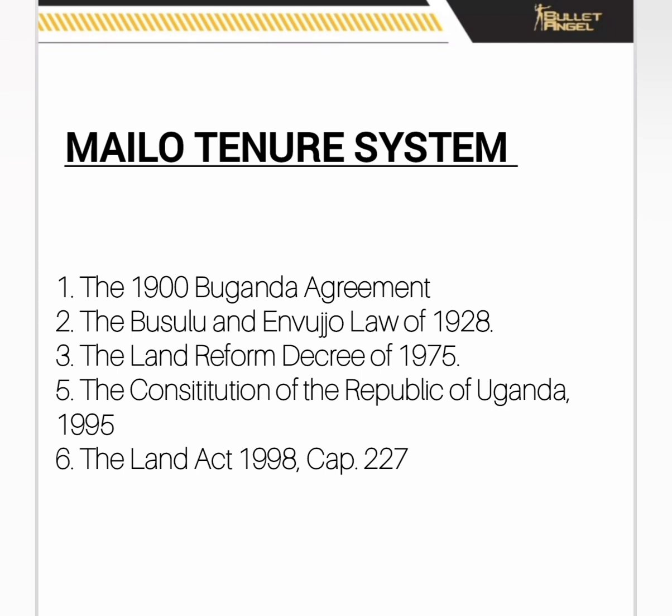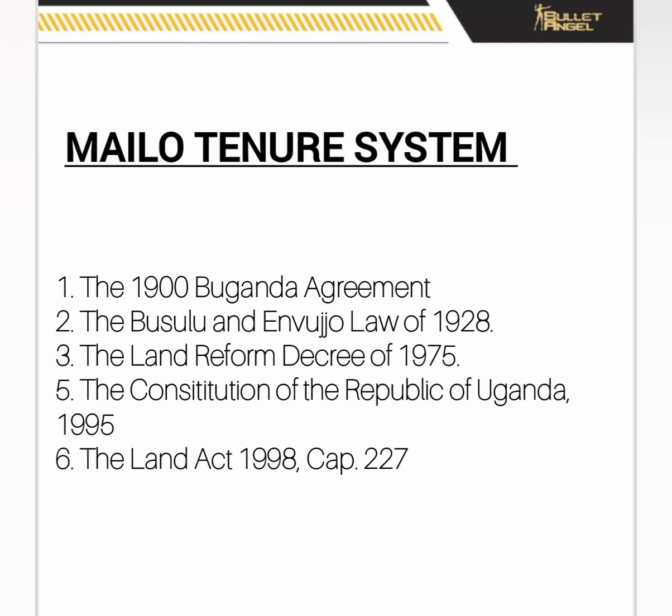Then thirdly, a Mailo owner or a landlord could not evict a Kibanja holder except where the land was required for public purposes. Yes, this is similar to the compulsory land acquisition we have in Uganda. If government needs your land for a public purpose, then it has a right to compulsorily take away your land from you. And so that was a provision still under the 1928 Busulu and Envujo law.